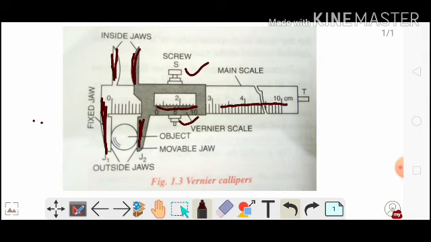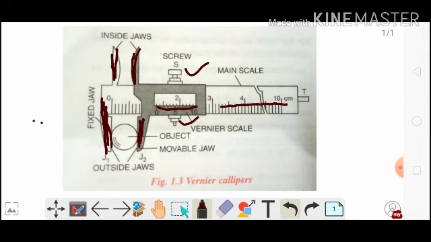You can clearly see from the image that whatever length or diameter you are measuring, you have to fix it between these two jaws, which are marked as J1 and J2. And what is the function of these inside jaws? The inside jaws are used to measure something that is hollow, something like a hollow cylindrical substance.